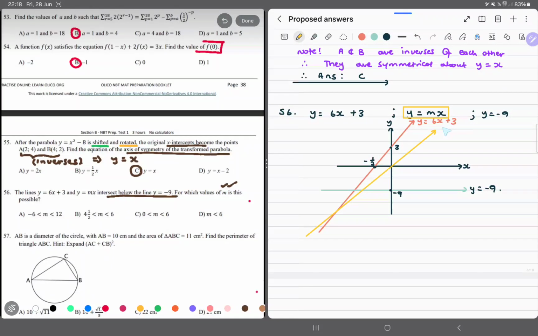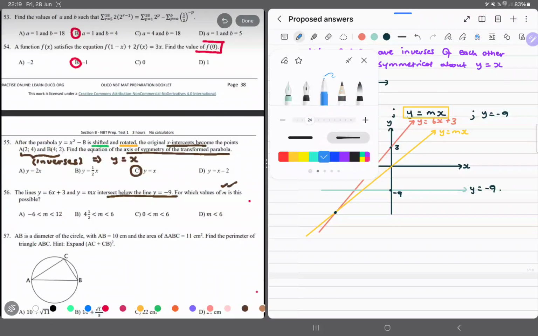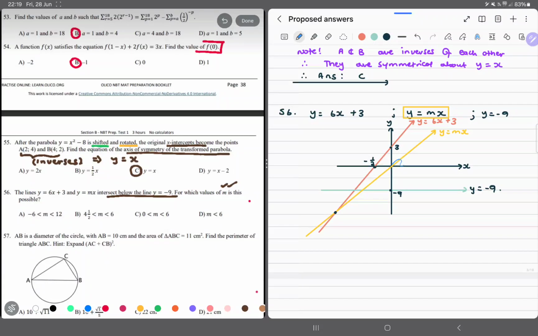So basically this is the line y is equal to mx. So guys, we can appreciate that this is the position that this line has to take if these two are to meet below this particular line. But now we need to find the range of gradients that can satisfy this situation. Obviously, the first one to consider is when this line actually intersects this graph right at that point.